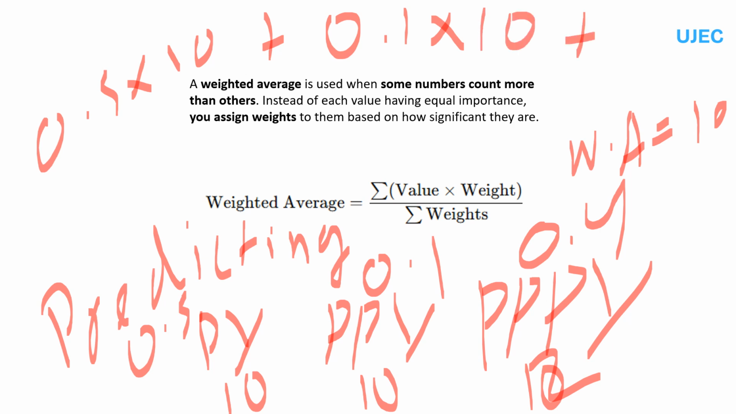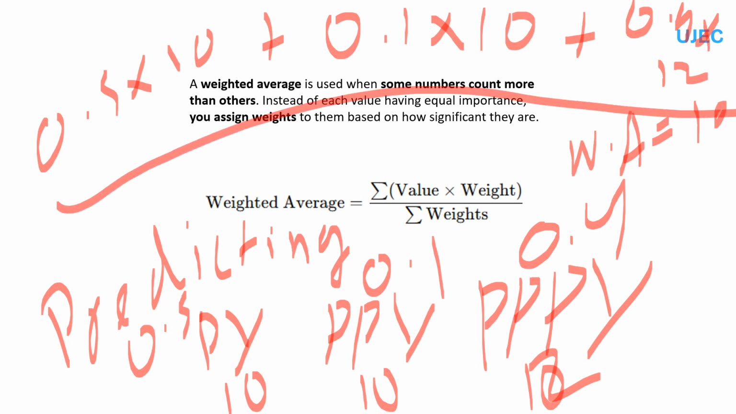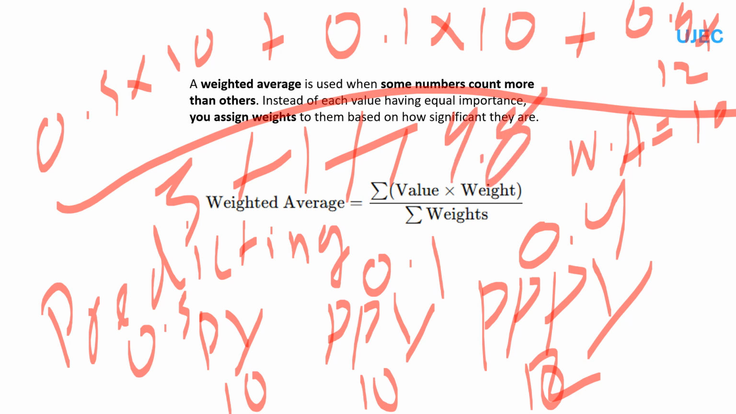plus 0.4 into 12 divided by 1. That is the sum of weights. It won't be 3. So it will come out to something around, I think, 5 plus 1 plus 0.4 into 12. That will translate to around 4.8. So it is around 10.8. So that will be your weighted average.